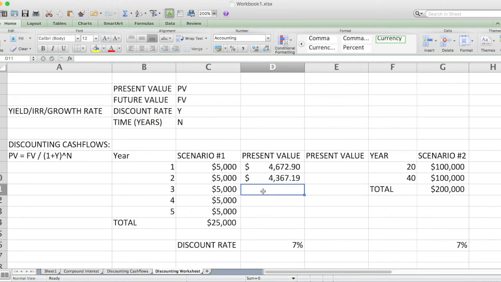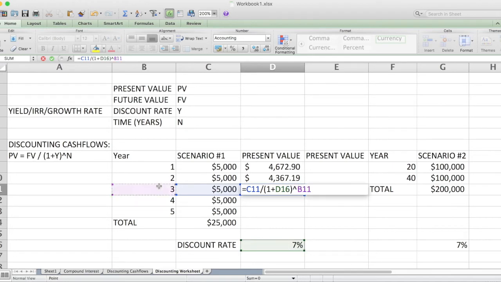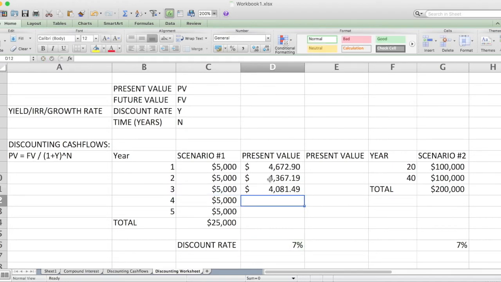I'm going to do the same thing here just to belabor the point, but show that you could plug in the formula again, 5,000 divided by 1 plus the discount rate, all raised to the power of 3, and that will be less than the first two ahead of it.